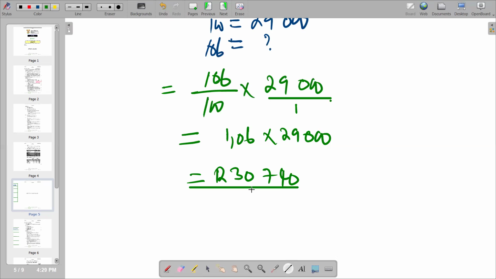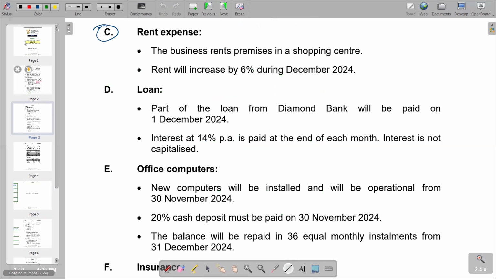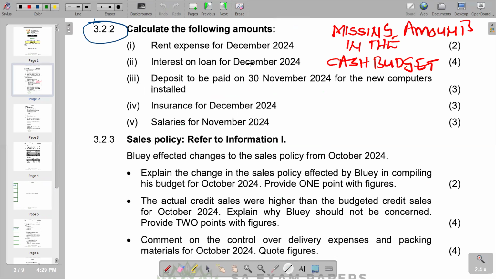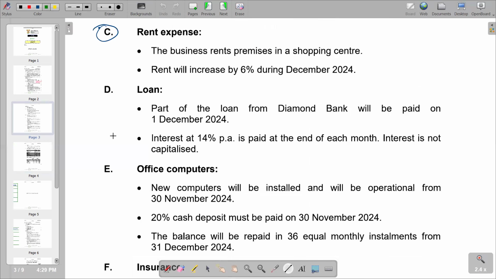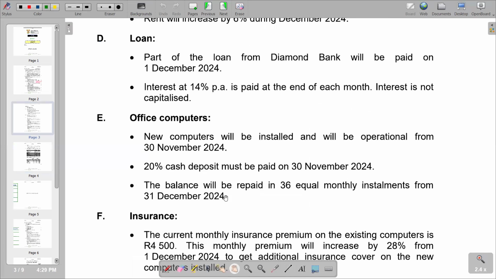Then we move on to the next part of the question, which is interest on loan for December 2024. So we refer to the information that we have. We see that we have got interest on loan is 14% per annum, and for November we are given 3,500. Then December is the one that we need to calculate. So we go to the explanation that we have in terms of interest and see what the question is saying.